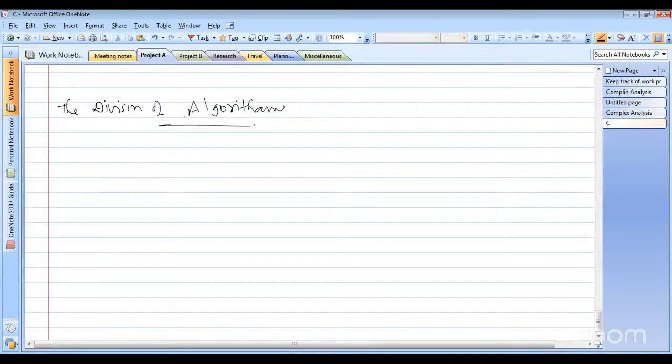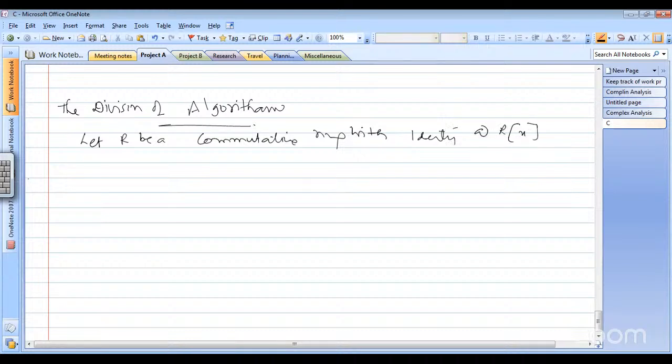The division algorithm. Let R be a commutative ring with identity, and R[x] the ring of polynomials over R.